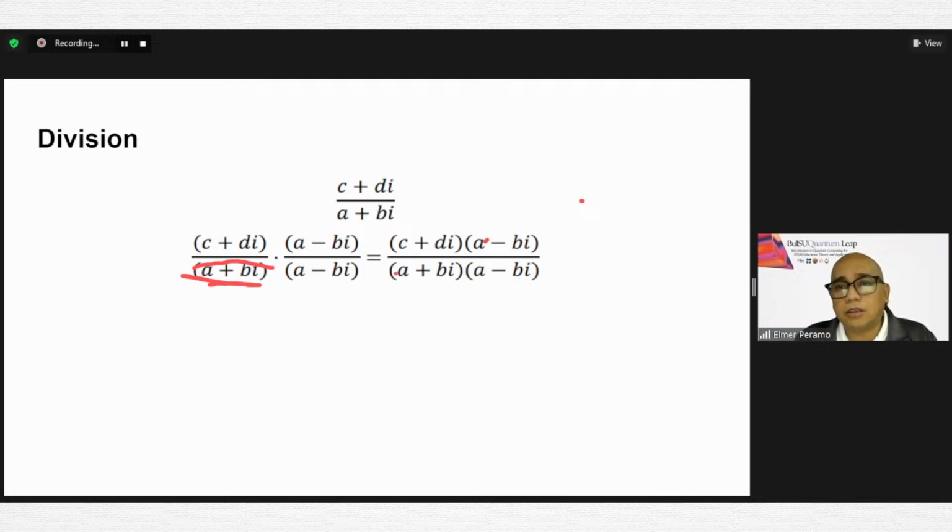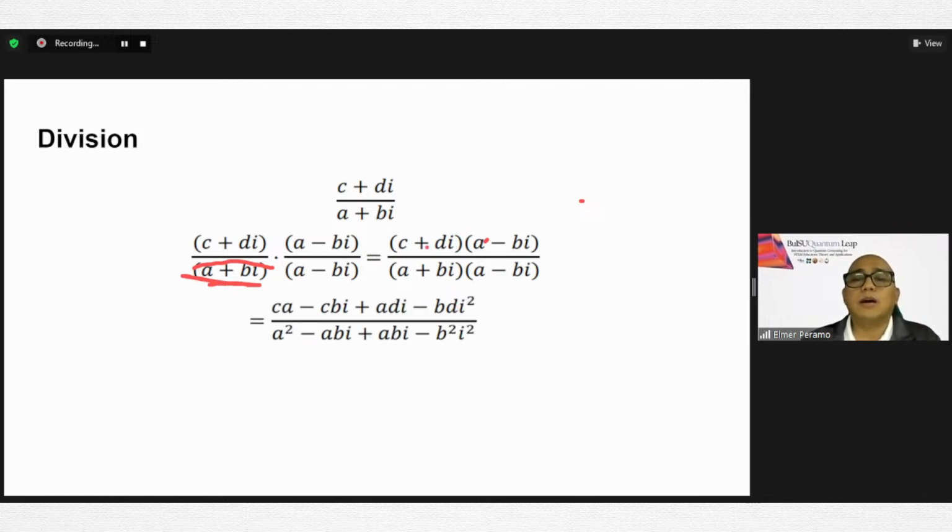So that your denominator, because the important fact to note is that when you multiply a complex number with its conjugate, the product is always a real number. When you multiply a complex number with its conjugate, the product is always a real number, as we will see here.